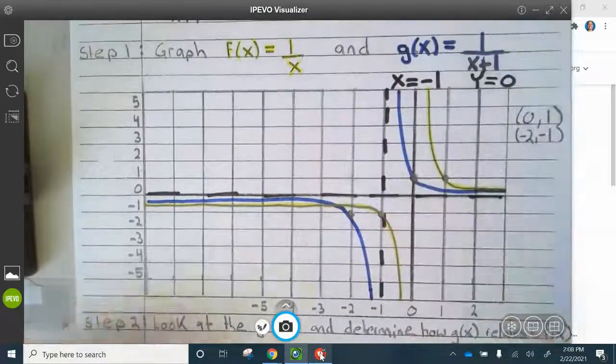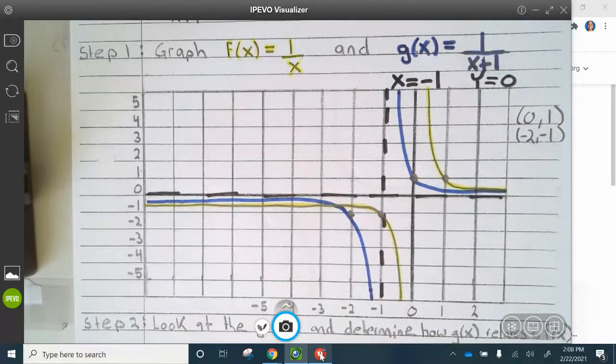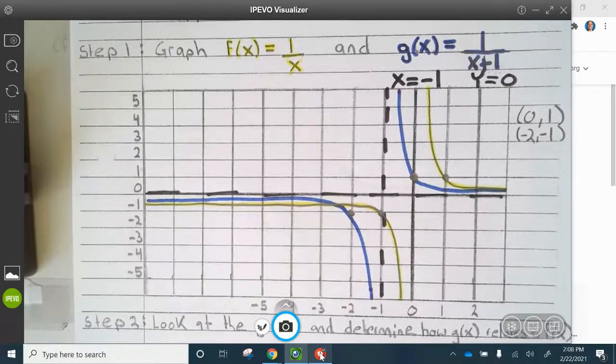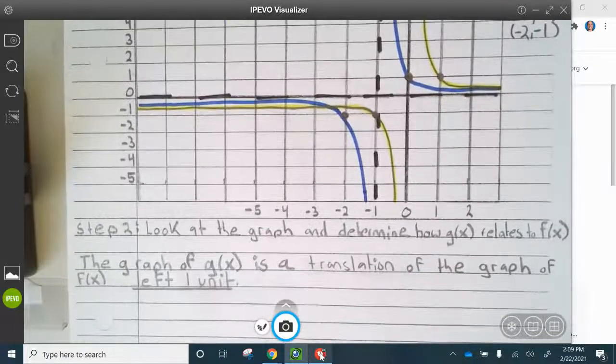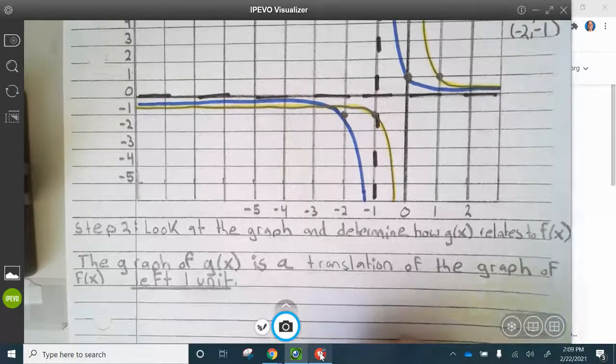Okay, and there's our curve. All right, step 2, look at the graph and determine how g of x relates to f of x. The graph of g of x is a translation of the graph of f of x, left 1 unit. All right, go ahead and finish up question 3.